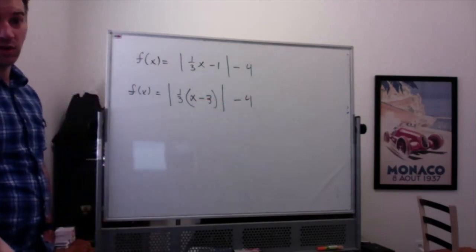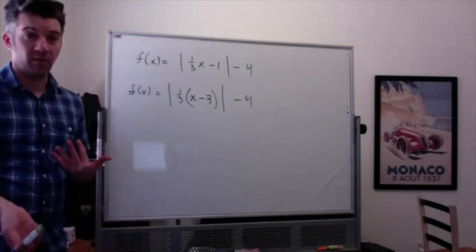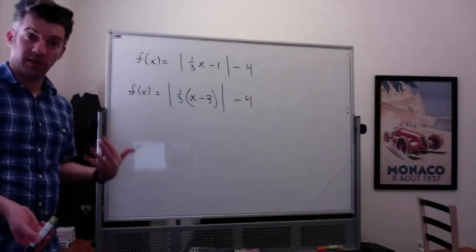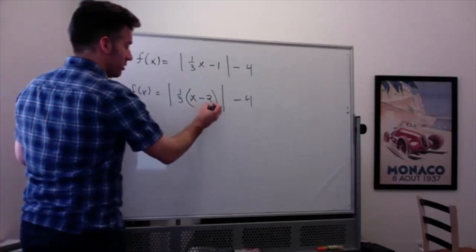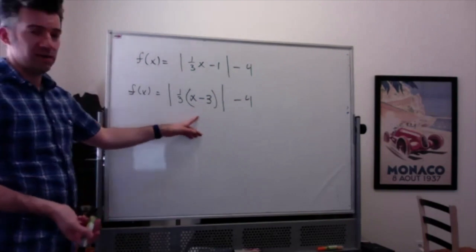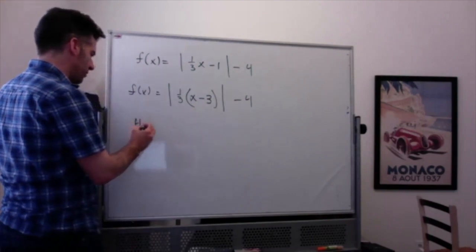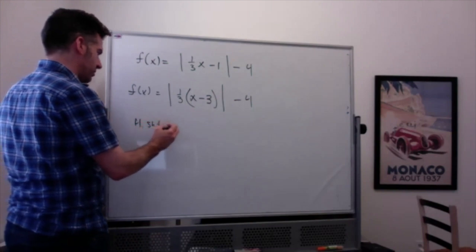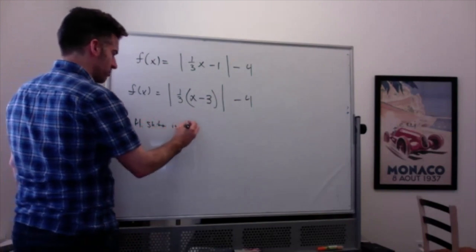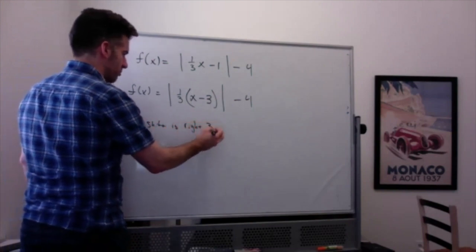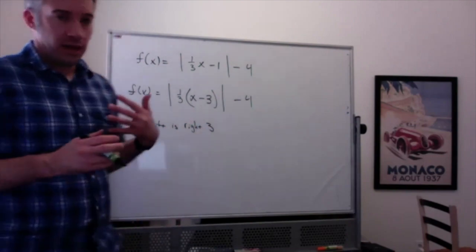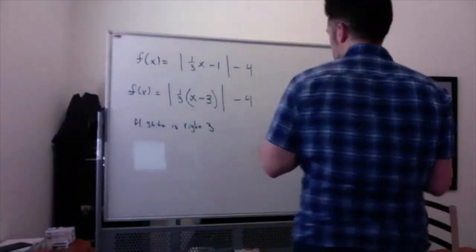X minus 3, right? Because I divided by 1/3, and dividing by 1/3 is like multiplying by 3. So now this way you can see, oh, my horizontal shift is 3 to the right. Here's another way to see that.